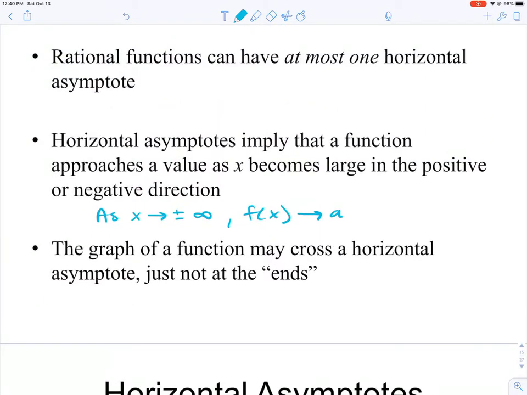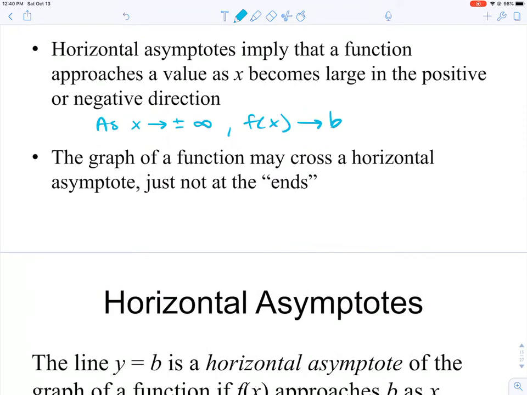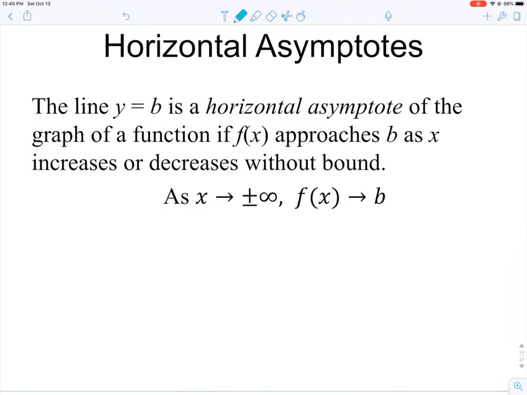Okay, so I should switch that, to f of x will approach b. That would mean there's a horizontal asymptote at y equals b. So the line, horizontal line, right? Y equals a constant is a horizontal line. The line y equals b is a horizontal asymptote of the graph of a function if f of x approaches b as x increases or decreases without bound. So basically, as x approaches positive or negative infinity, f of x would approach b, and therefore there would be a horizontal asymptote at y equals b.